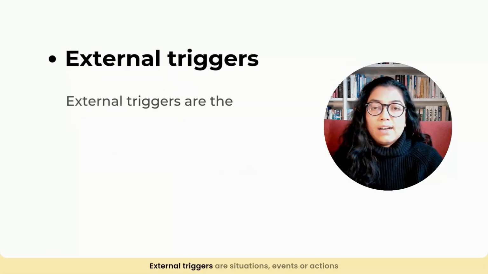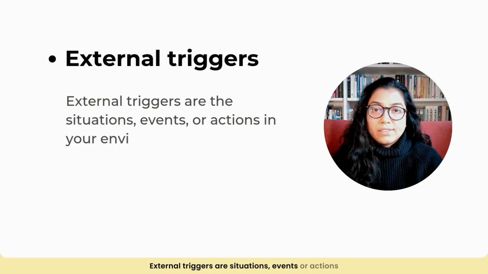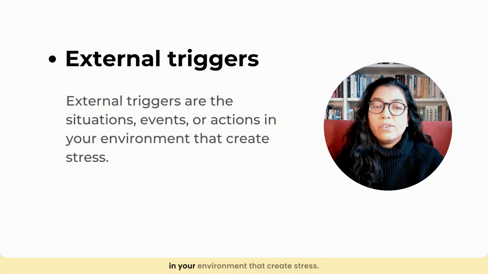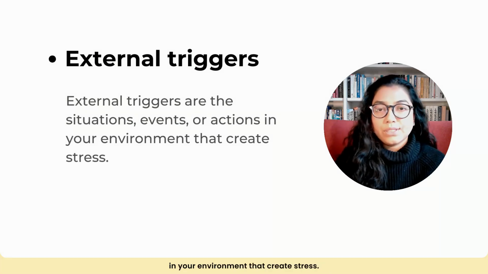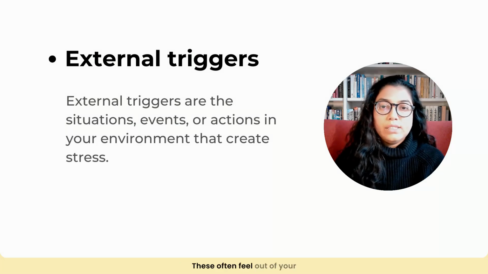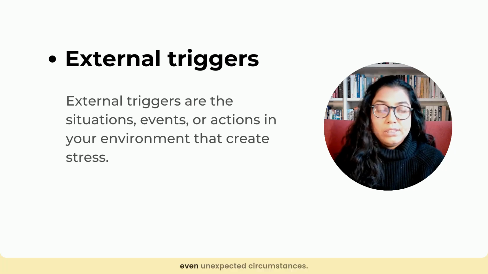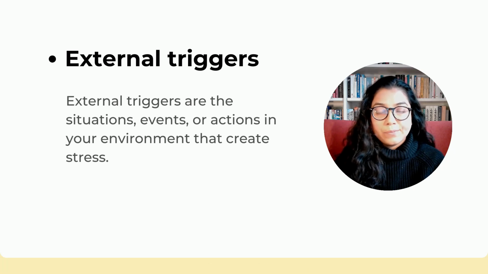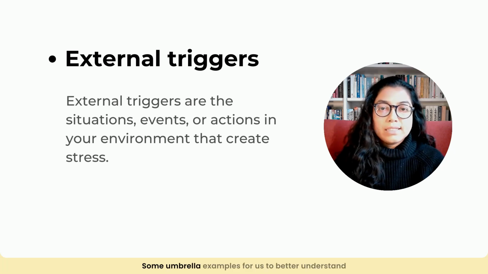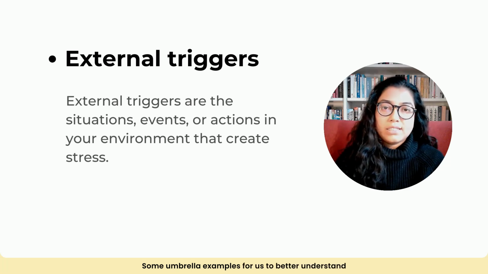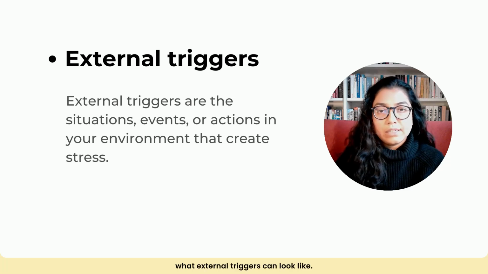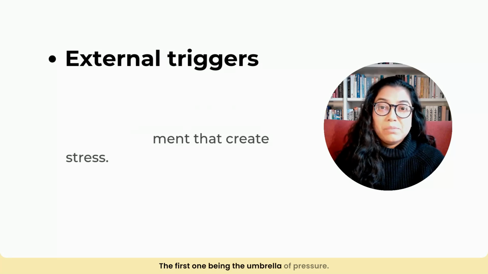External triggers are situations, events, or actions in your environment that create stress. These often feel out of your control and can come from anywhere: work, family, society, or even unexpected circumstances. Here are some umbrella examples for us to better understand what external triggers can look like. The first one being the umbrella of pressure.